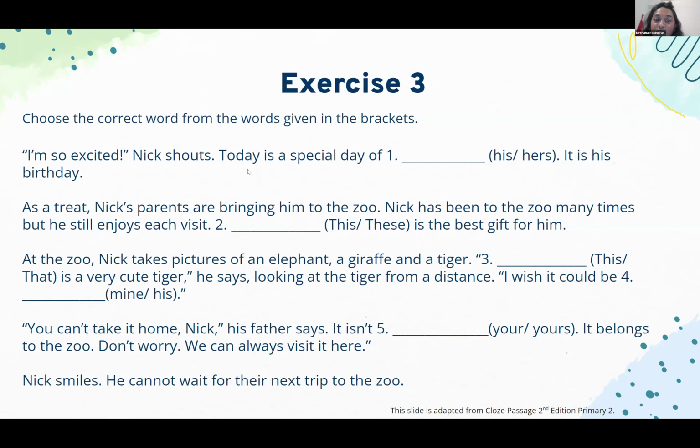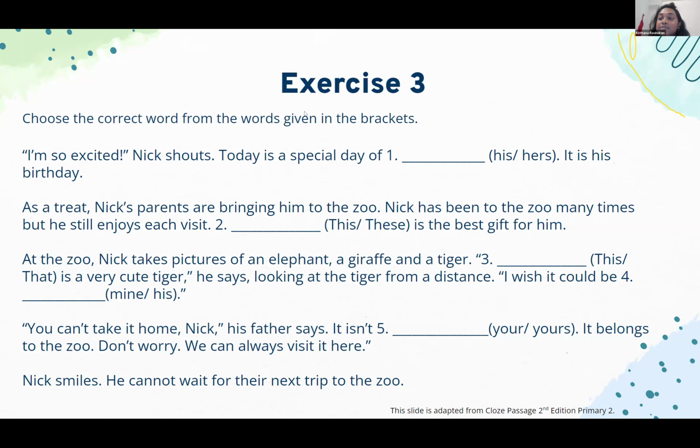I am so excited, Nick shouts. Today is a special day of his. It is his birthday. Anyone else want to try reading? Yes. Okay, read the first sentence. I am so excited, Nick shouts. Today is a special day of his. Very good. It is his birthday. Okay, very good. Okay, anyone else want to read? I am so excited. Nick shouts. Today is a special day of his. It is his birthday. Okay, very good.